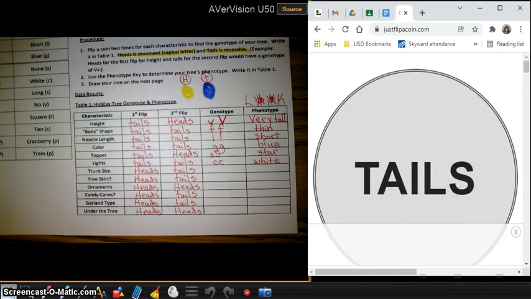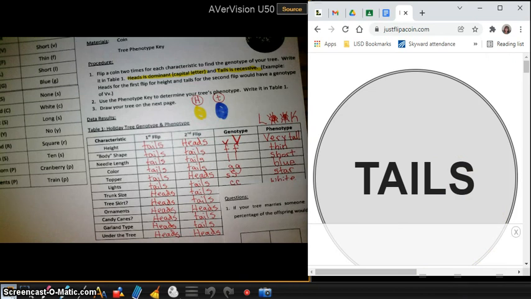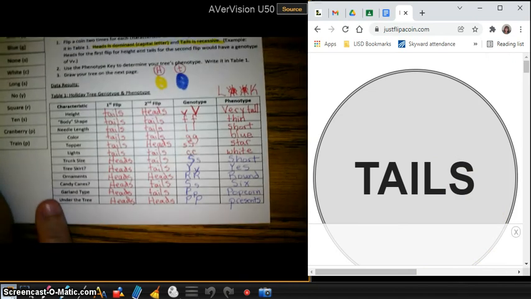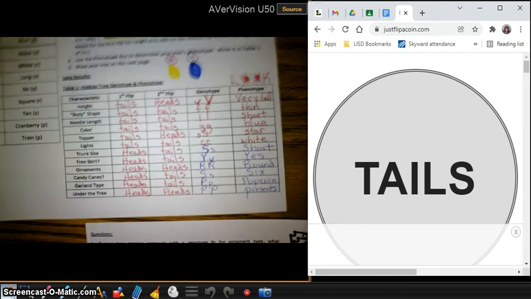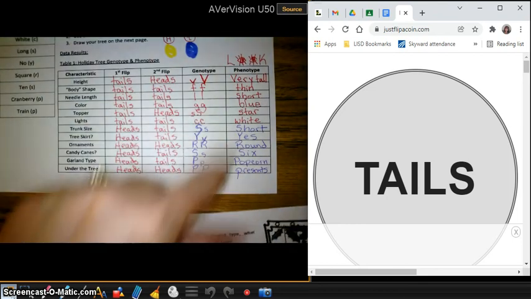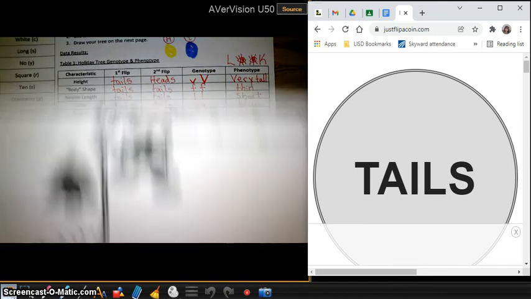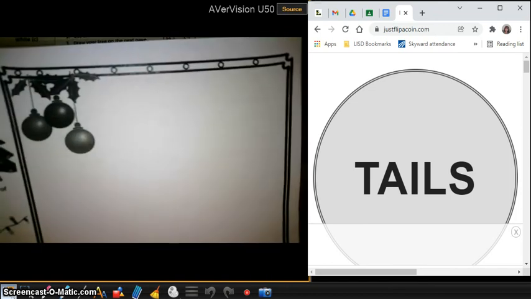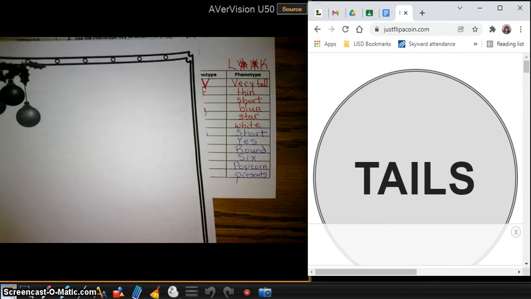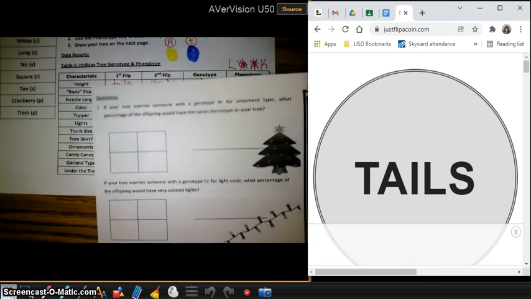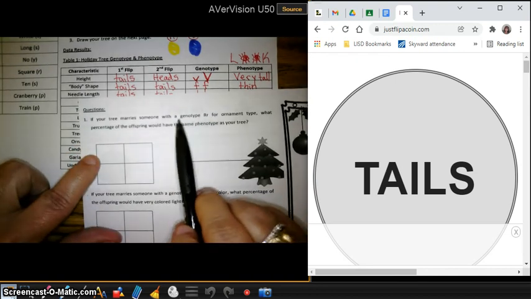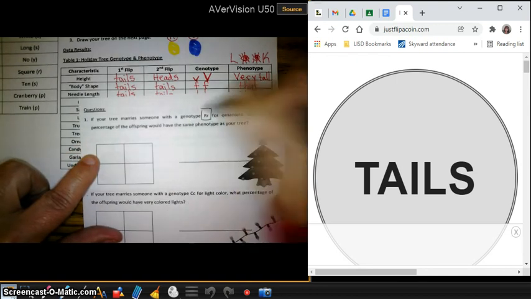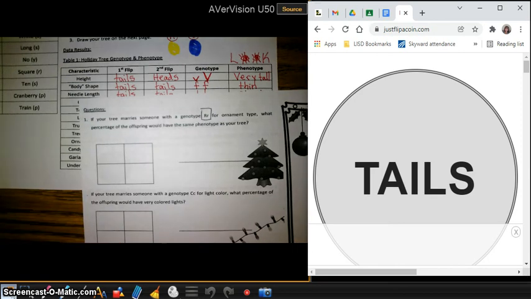Okay, so I want to make sure you filled them in. And there's our answers. We're going to go ahead on to the back. And we're going to use this tree that we have created. And you're going to draw that tree using these phenotype descriptions. The other part is the Punnett square. So it says, if your tree marries someone with a genotype of RR for ornament type, what percentage of the offspring would have the same phenotype as your tree?